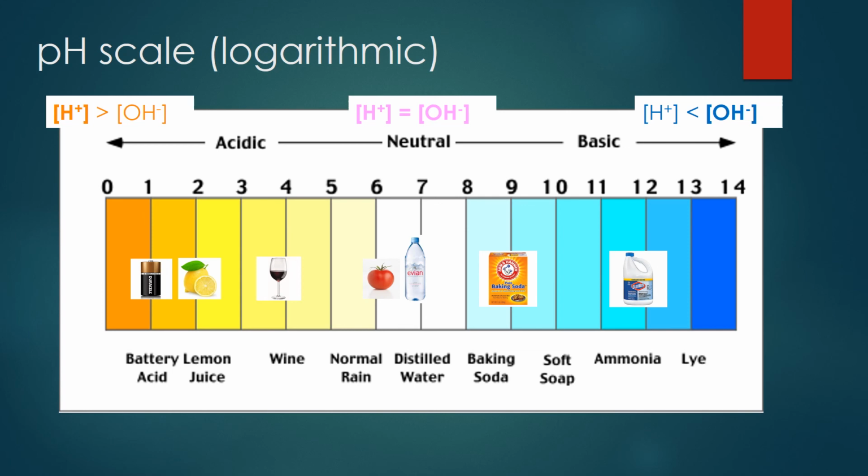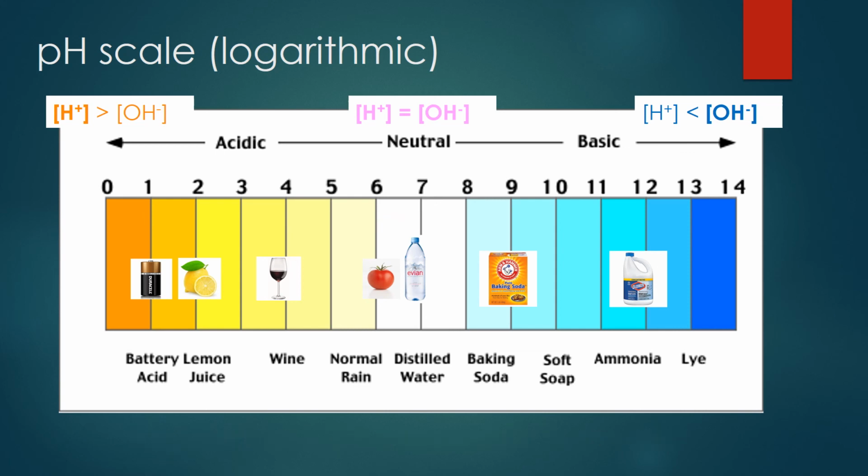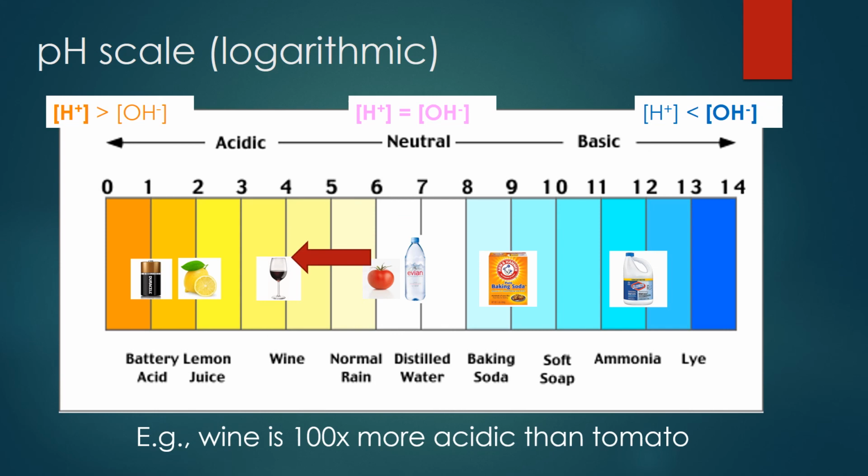The other thing to remember is that the scale shown here is logarithmic. It's not linear, meaning that if I take a step, I am getting 10 times more or less, in this example, acidic. So here a tomato is 10 times more acidic than water. But if I go 2 steps from a tomato to a glass of red wine, it's 10 times 10, or 100 times more acidic. So wine is 2 steps away. It's a pH 4 rather than a pH 6, so it's 100 times more acidic than a tomato.